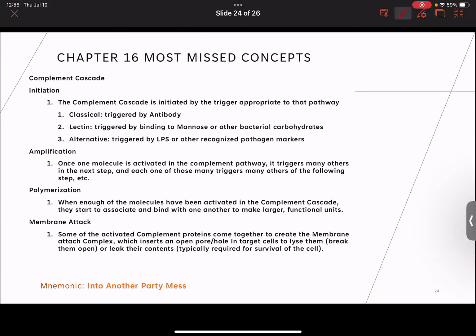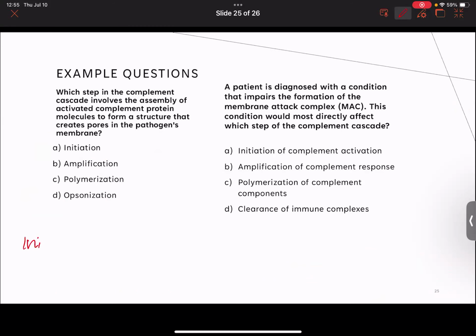All right, I think this is our last one. This is the complement cascade, basically like the steps of it. We have initiation, amplification, polymerization, and the membrane attack. So initiation, we're going to activate the complement somehow by one of those 3 methods. Activate by classical, alternative, or lectin pathway. Then we have the amplification.